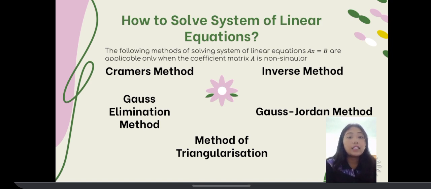Number 2 is the inverse method. The inverse method is basically used when you have a coefficient tied to a variable on one side of a matrix equation. You can multiply by the coefficient's inverse to make the coefficient go away and leave you with just the variables.